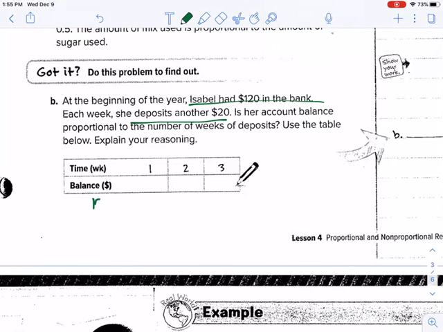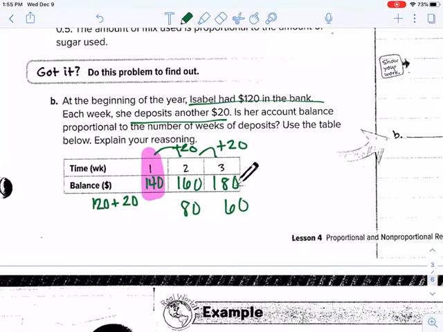So for the first week, she had $120 plus a 20 more that she puts in. So we have 140. Then she's going to add another 20, and then she's going to add another 20. So if you divide this out, we're looking for $140 for 1 week. Well, 160 divided by 2 is 80, and 180 divided by 3 is 60. So this is non-proportional. They do not have the same unit rates.